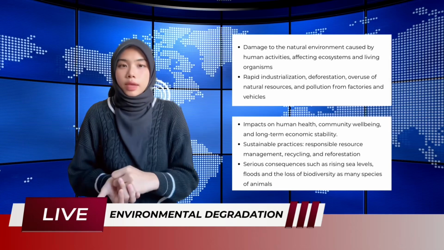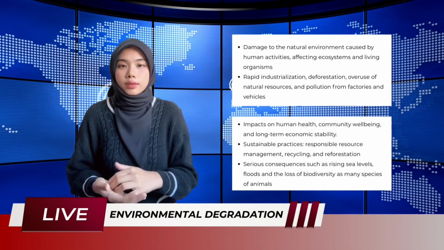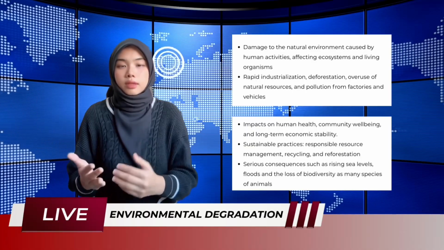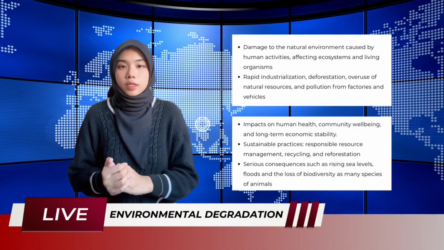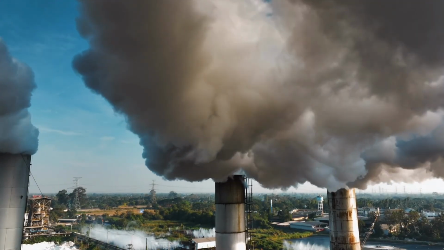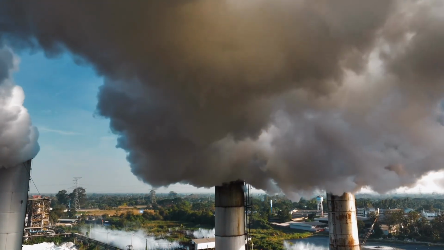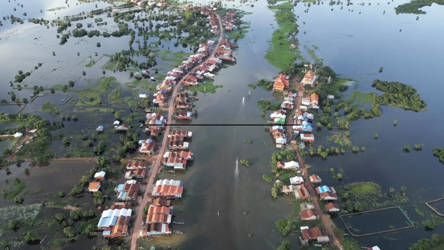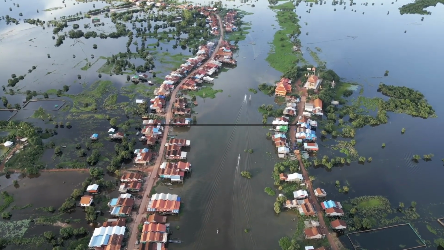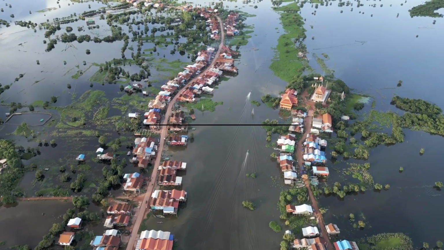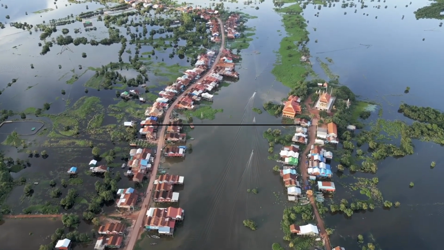Next, the second issue is environmental degradation. According to the article by Eric Evans of ECO654, environmental degradation happens when human activities damage the natural environment and disturb the balance of ecosystem. This affects the well-being of all living organisms. Activities such as rapid industrialization, deforestation, and pollution from factories and vehicles can harm the air, water, and soil quality. These actions also contribute to climate change, which may lead to serious consequences such as rising sea levels and floods. For example, as we can see now, Malaysia is currently experiencing heavy floods and tropical storm Senyar.